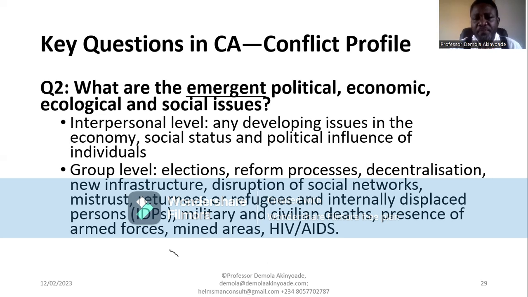The fact that many of us were finding it difficult to get money, and the implication that had on our private lives. These are social issues. The fact that a particular candidate felt the naira change was targeted at him, and also fuel scarcity. All these are things that make up the profile of the conflict we are trying to analyze.